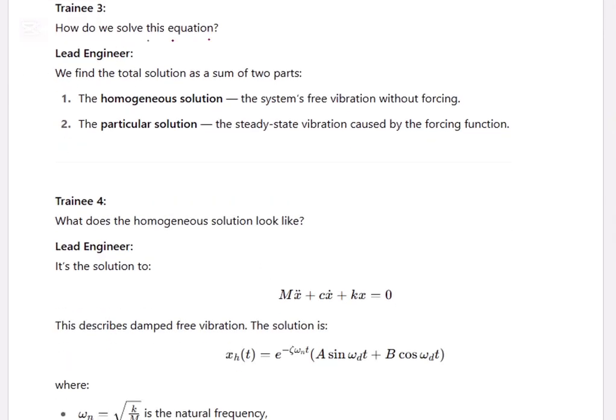How do we solve this equation? The homogeneous solution is the system's free vibration without forcing. The particular solution is the steady state vibration caused by the forcing function.